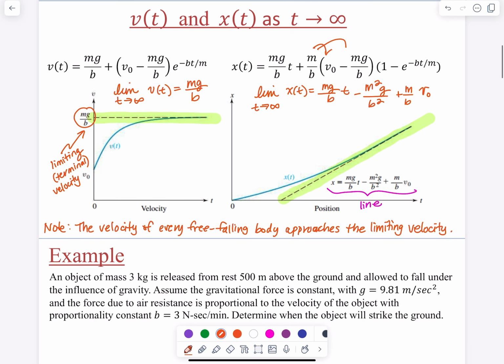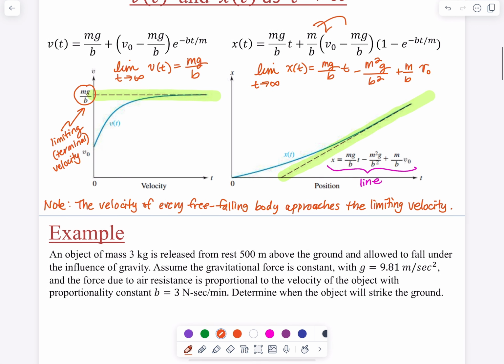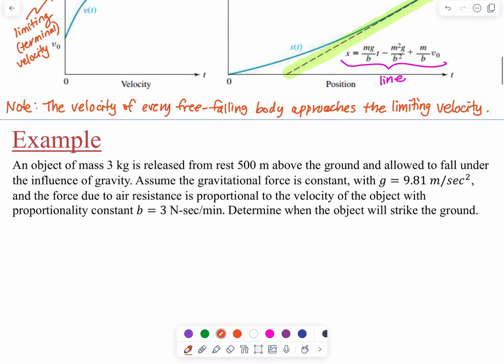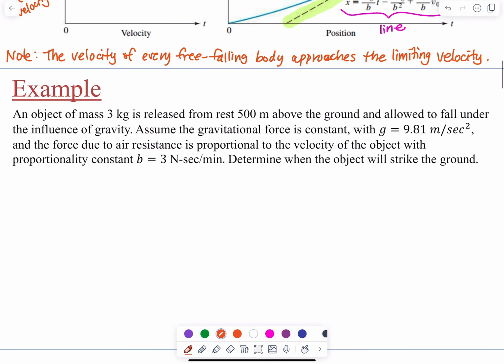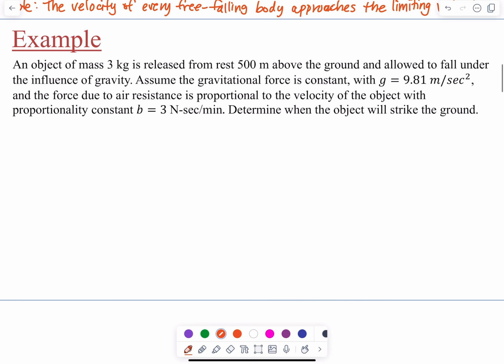Okay, let's take a look at our first example. We have an object of mass 3 kilograms, and it is released from rest 500 meters above the ground and allowed to fall under the influence of gravity. We will assume our gravitational force is constant, 9.81 meters per second squared, and the force due to air resistance is proportional to the velocity of the object. And here we are given our proportionality constant as 3 Newton seconds per minute. Here in this problem, we will find when the object strikes the ground.